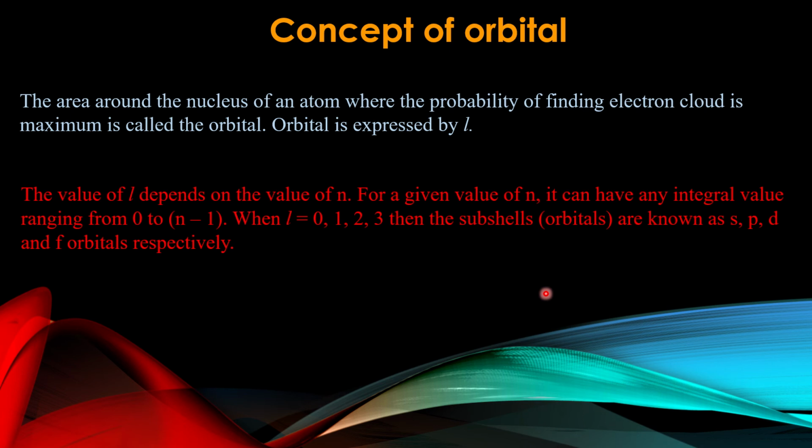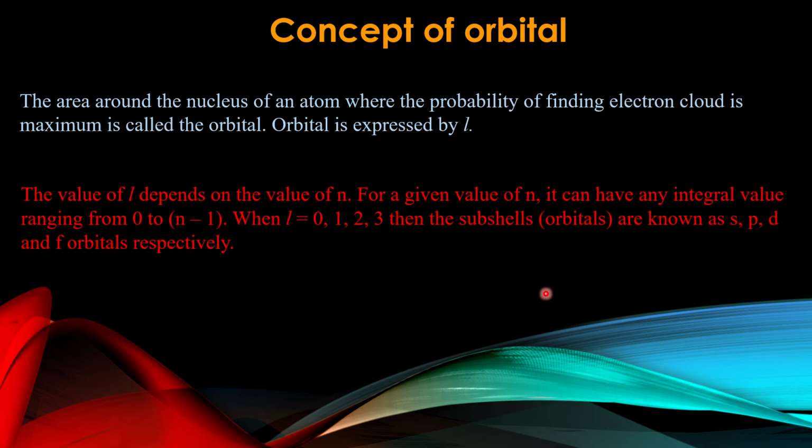And the value of l depends on the value of n. That means how many orbitals can be present in an orbit depends on the number of the orbit, that means it depends on the value of n. For a given value of n, l can have any integral value ranging from 0 to n minus 1. When l is 0, 1, 2, 3, the subshells are known as s, p, d and f orbitals respectively. That means there are a total of 4 orbitals and they are named s, p, d, f.